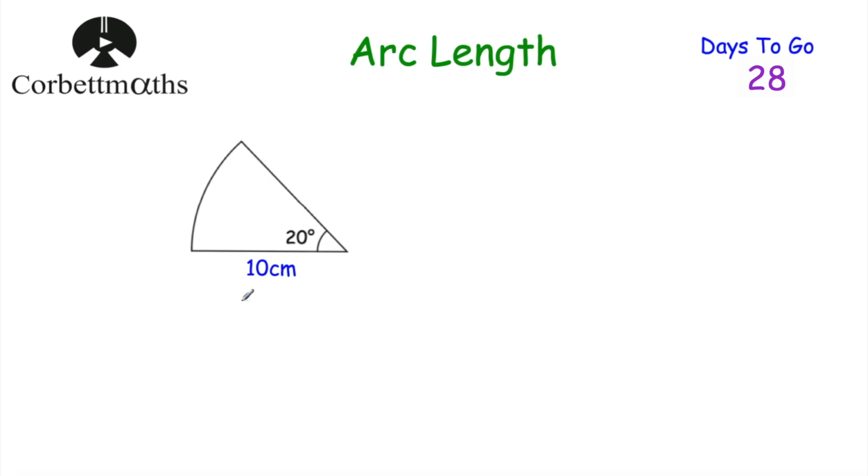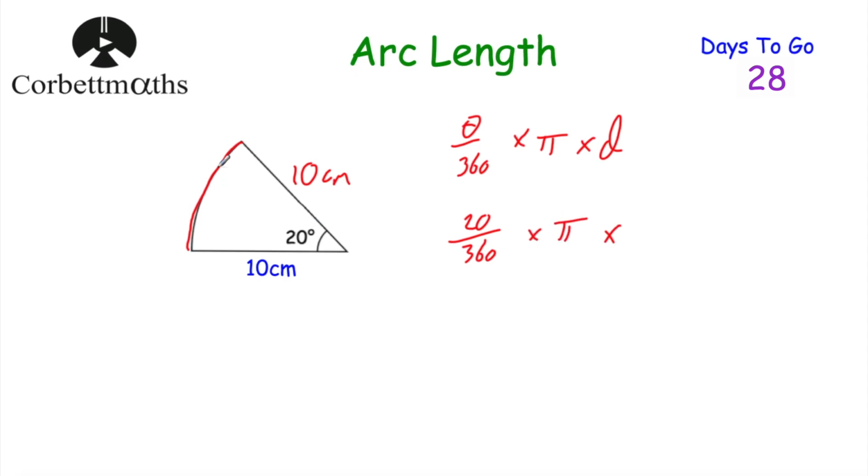Okay, so if I wanted to find the perimeter of this sector, I've got my 10 centimeters, another 10 centimeters, and I want to find the length of this arc going around from here around to here. So let's find the length of this arc. We're going to be using the formula beta over 360 multiplied by pi multiplied by the diameter of the whole circle. So beta, the angle, is 20 degrees, divided by 360, so that's 20 360ths of a full circle, multiplied by pi and by the diameter of the whole circle, which would be 20 centimeters, so multiply by 20.